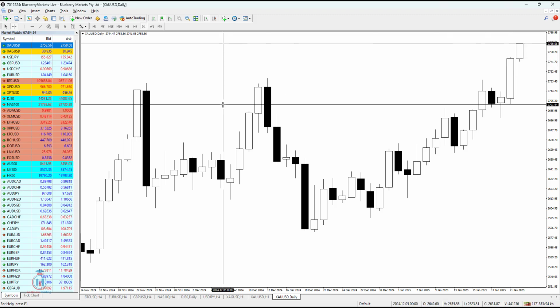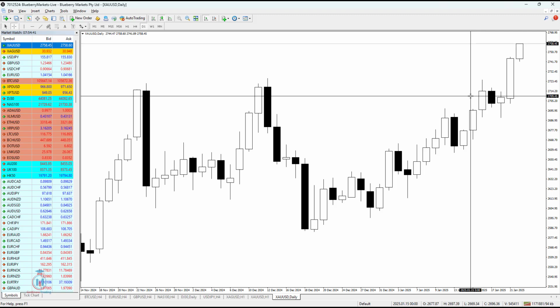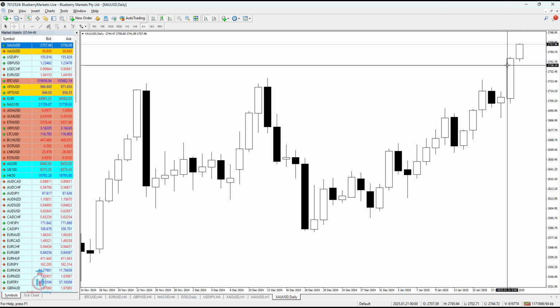So I hope this is more clear now to understand what each of these candles means, and also how to read the chart. Each candle represents a specific time frame, with open, close, high and low price.